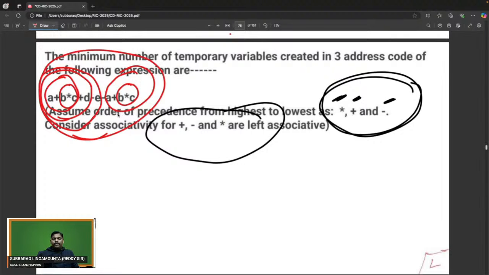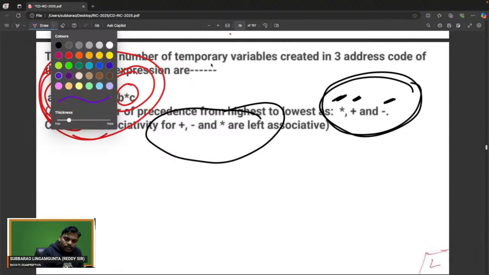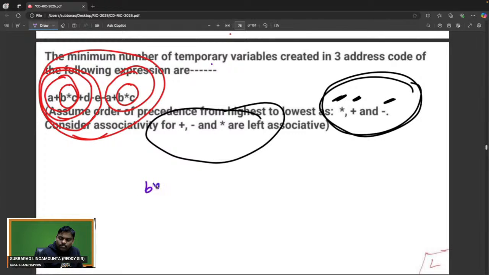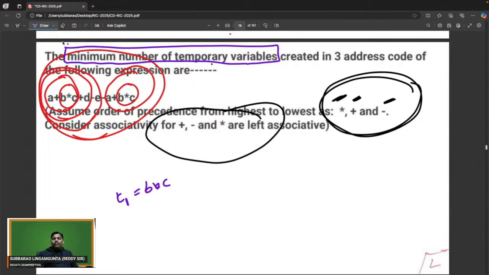Verify. First B star C, next B star C, afterwards A plus B star C, again afterwards plus D, afterwards A plus B star C. Now see one by one. B star C I will compute in one temporary variable, T1. Remember, minimum number of temporary variables required. T1 is equal to B star C.